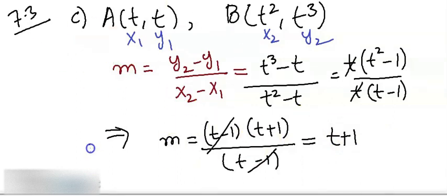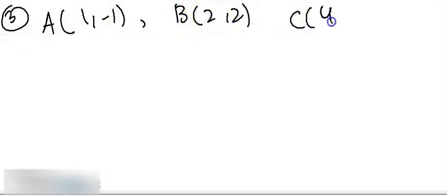Let's move to the next question. The next question that I'm going to attempt is question number 3, because 2 is related to the concept of parallel lines, and parallel lines are going to be covered in the next session, so you can skip this for now. Question 3 says that 3 points, I'll call this point A, which is 1 comma minus 1, B which is 2 comma 2, and C which is 4 comma t, are collinear. If these 3 points are collinear, find the value of t.